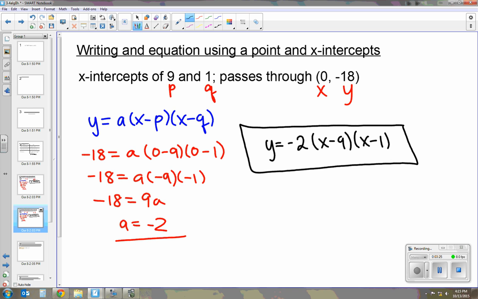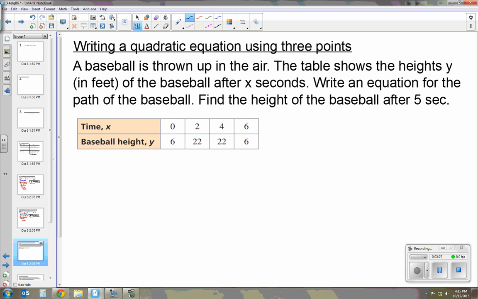All right. Our next one is our third type, and it's writing a quadratic equation using 3 points. Well, in this chart, I've given you 4, but you can pick any 3 that you want to. So if I give you 3 or more points, we can use this method. It says a baseball is thrown up in the air. The table shows the heights y in feet of the baseball after x seconds. Write an equation for the path of the baseball. Then find the height of the baseball after 5 seconds.